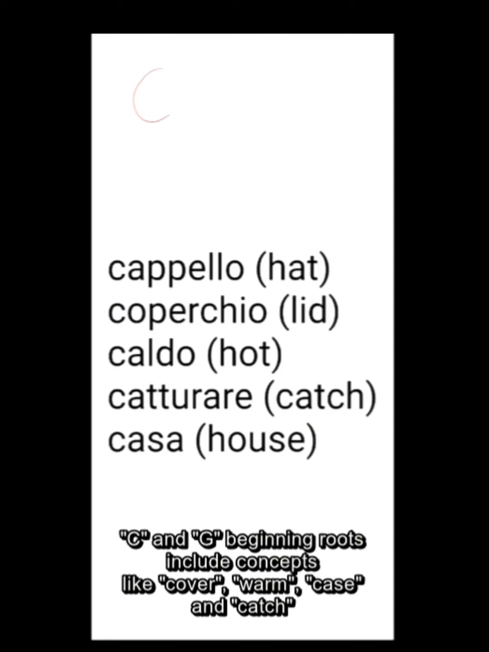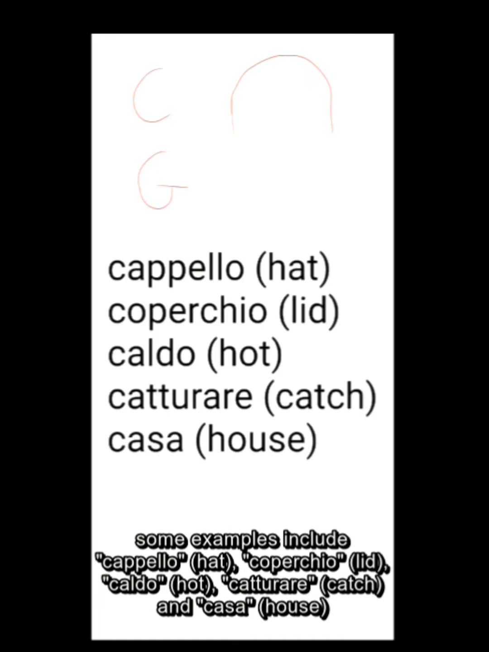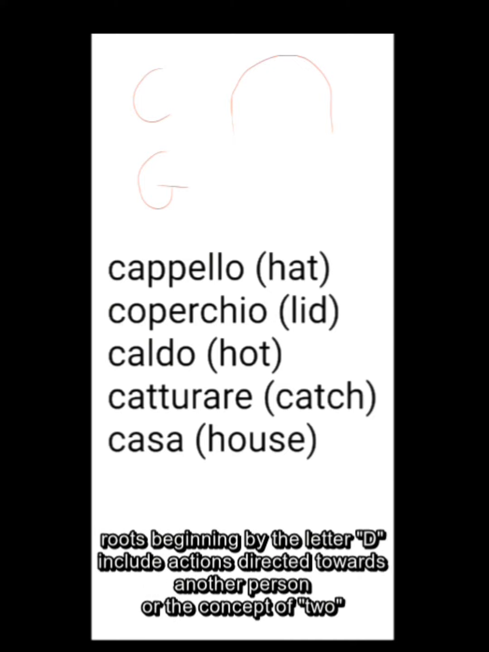C and G beginning roots include concepts like cover, warm, case, and catch. So we can use this symbol for association. Some examples include cappello, hat, coperchio, lid, caldo, hot, catturare, catch, and casa, house.